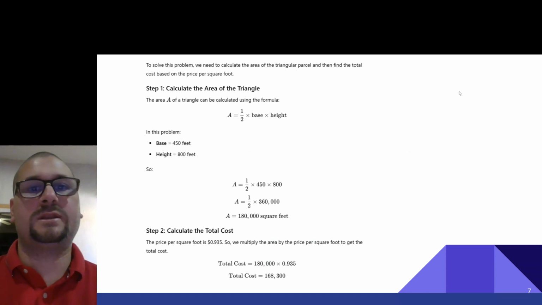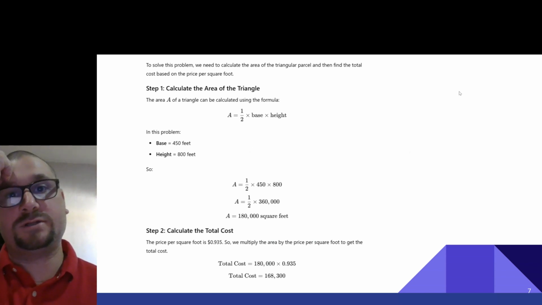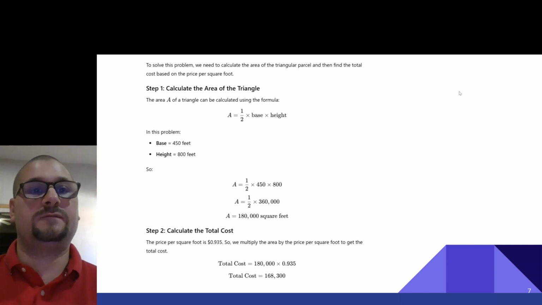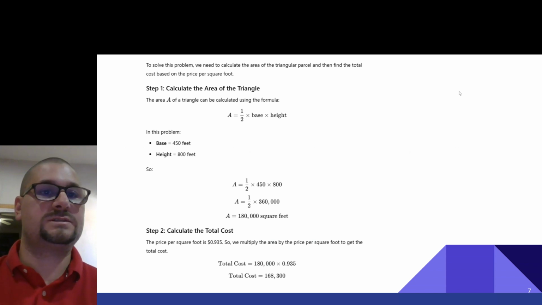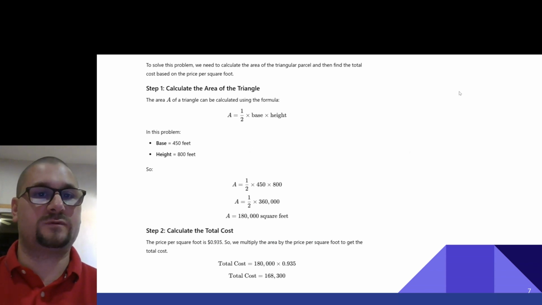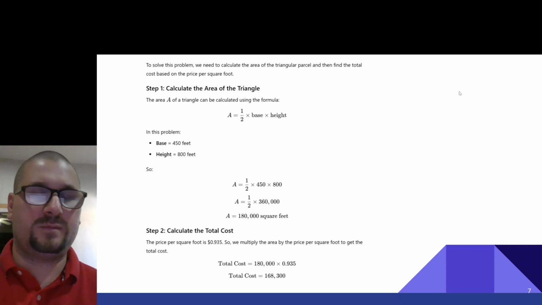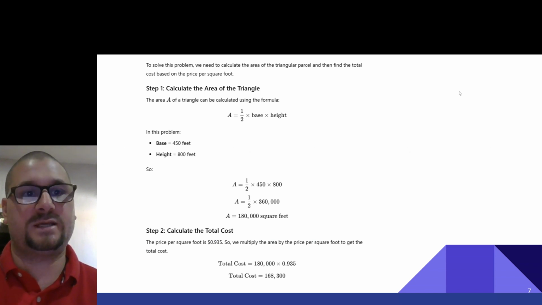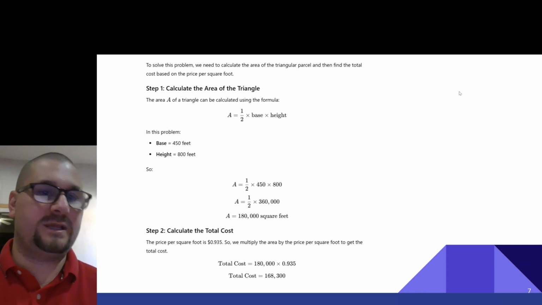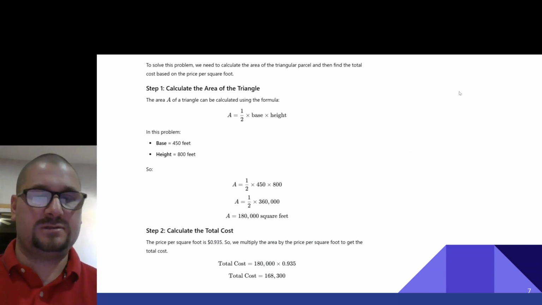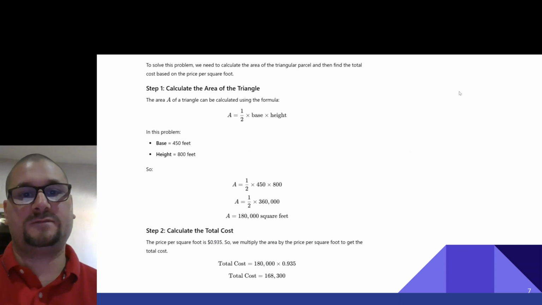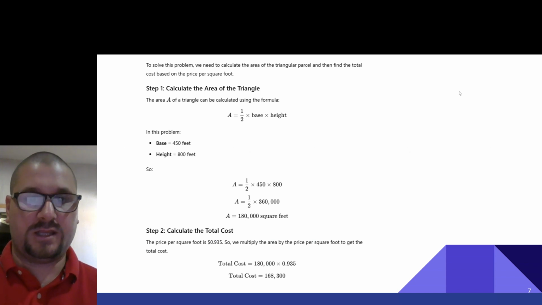So to solve the problem, we need to calculate the area of the triangular parcel and then find the total cost based on the price per square foot. Using the formula, area is 1/2 times base times height. The base is 450 feet and the height is 800 feet. So plugging in the numbers, 1/2 times 450 times 800, you get 180,000 square feet.